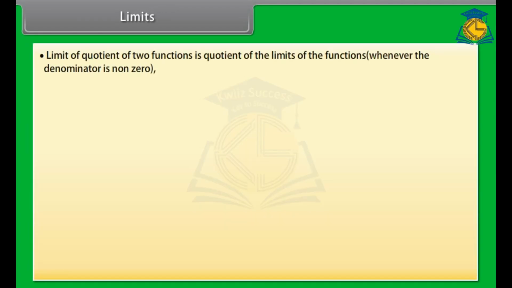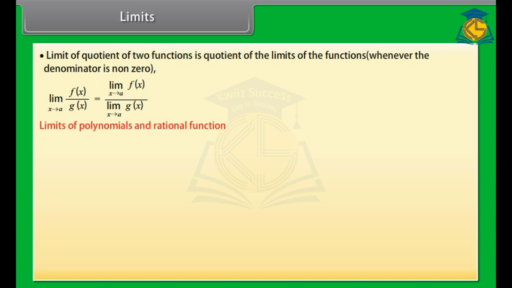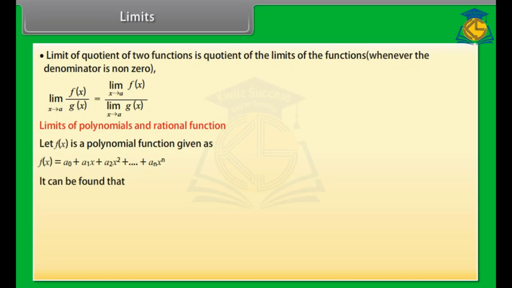Limit of quotient of two functions is quotient of the limits of the functions whenever the denominator is non-zero. Limit x tends to a of f(x) by g(x) is equal to limit x tends to a of f(x) by limit x tends to a of g(x). Limits of polynomials and rational function. Let f(x) be a polynomial function. It can be found that limit x tends to a of f(x) is equal to f(a).